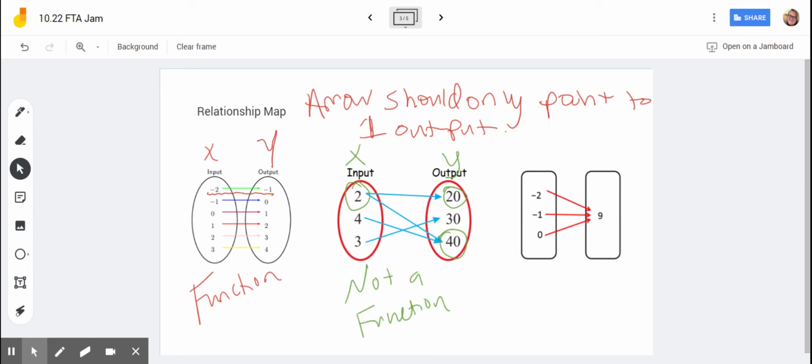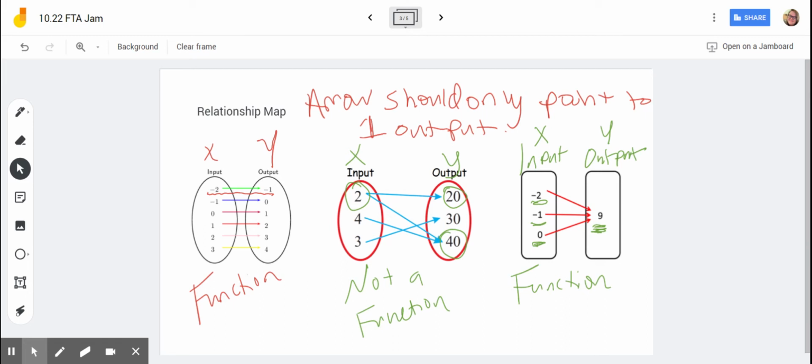Okay, now this question is the one that's below. All right, we have -2, -1, and 0. Our inputs, or our x values, will always be on the left, and our y values will always be on the right for our relationship maps. Okay, so we have -2, -1, and 0. -2 only goes to 9. -1 only goes to 9. 0 only goes to 9. So since every x value only has one y value, even though they're the same, they are a function. Okay, so that's key. The same y value can have multiple x values, but an x value cannot have multiple y values.